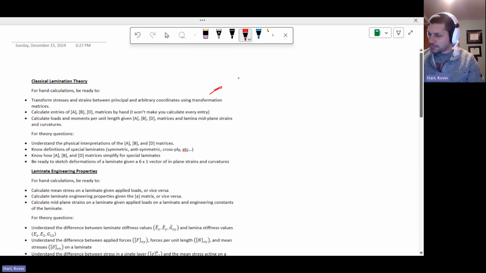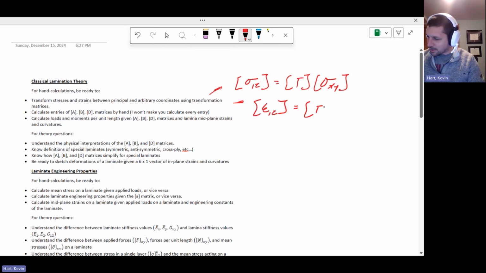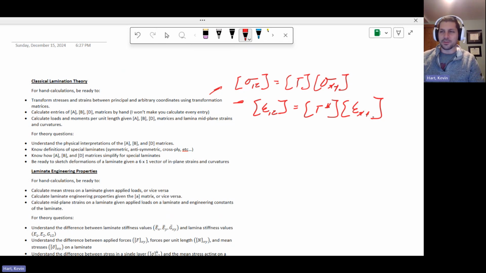Okay, so that is essentially saying, all right, I need stress 1, 2. That's the transformation matrix T times stress that I might have in an XY coordinate system. Similarly for strain, if I want strain in the 1, 2 coordinate system, I need a different matrix, that's the T star matrix, times strain that I might know in XY. This comes up a lot when we're talking about laminate theory, because in lamination theory you have a global XY coordinate system, and a lot of times you need to transform into the 1, 2 coordinate system so that you can do things like failure criteria.